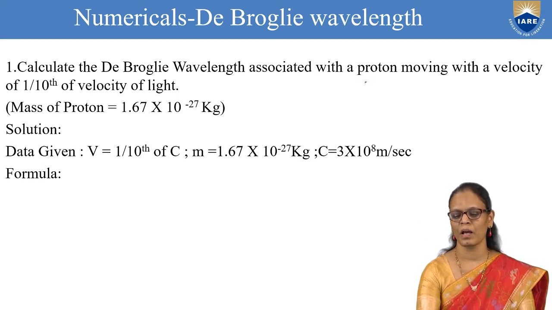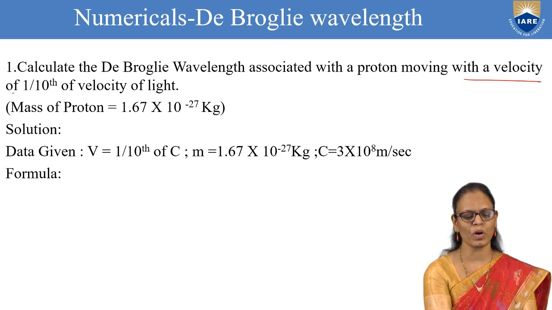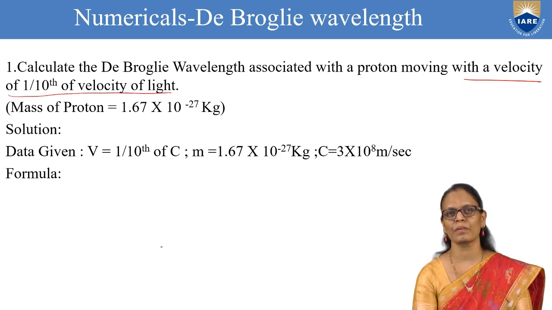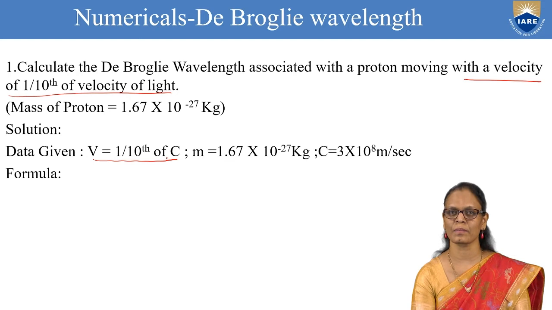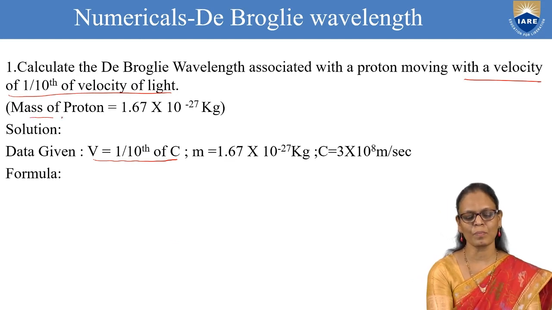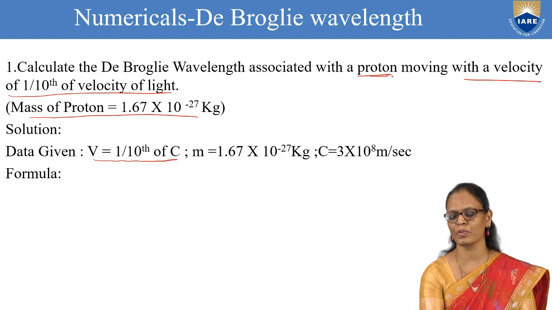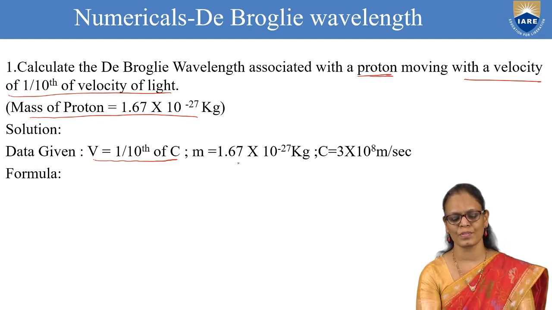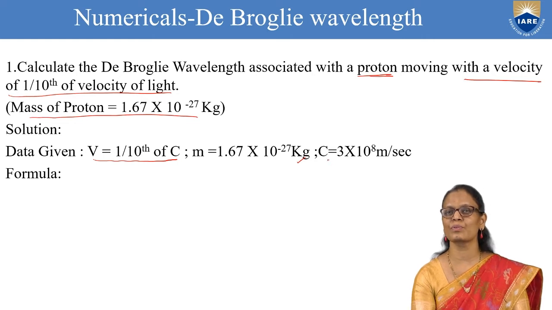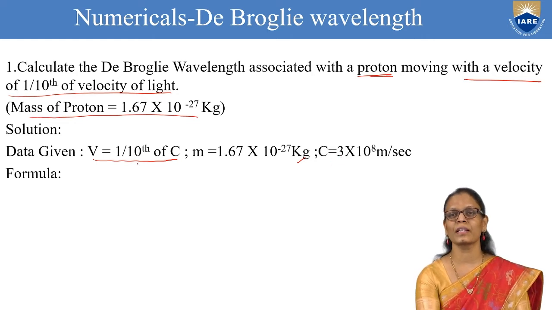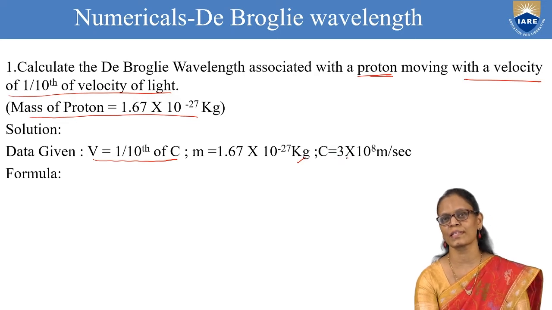What is given here? The proton is moving with a velocity given by 1/10 of the velocity of light. So data given is 1/10 of c. And the mass of the proton is also given, because we are talking about a proton, you need to know the mass of the proton. So what is the mass of the proton? 1.67 into 10 power minus 27. And you also need to know the velocity of light, because here velocity is not given directly. It is given as 1/10 of c. So obviously you should know what is the value of c.